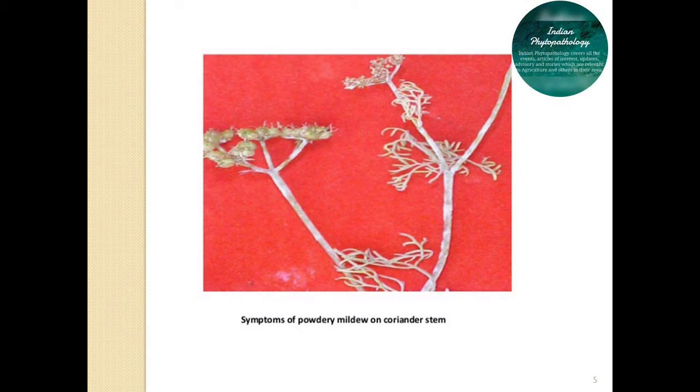So that's all about powdery mildew of coriander. This powdery mildew can be effectively controlled by spraying with sulfur-containing fungicide, or you can also use carbendazim for controlling this disease. So that's all about diseases of coriander and their management.